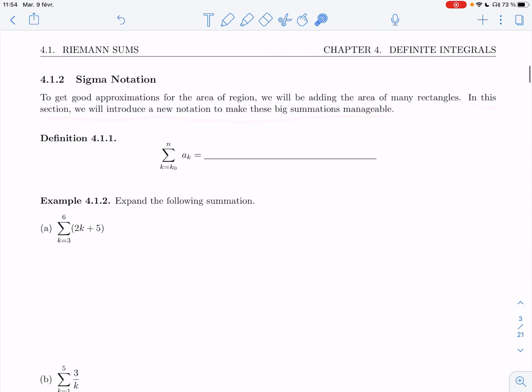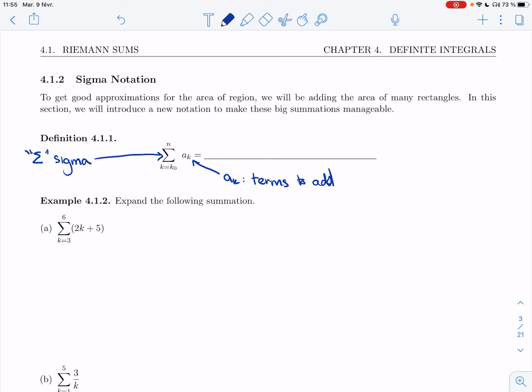All right, so definition 4.1.1, this is what I want to define. I'll tell you what each of the pieces are, and then we'll spell it out. First of all, this symbol here is the Greek letter sigma. Sigma is an S and it stands for summation. And then we'll be adding the a_k. So the a_k are the terms to add.